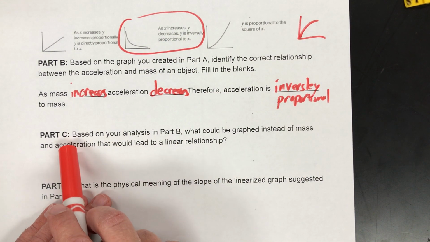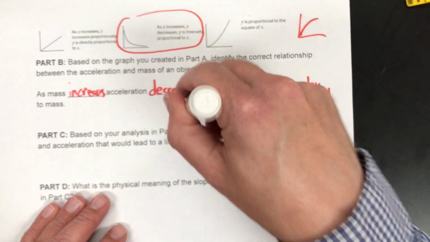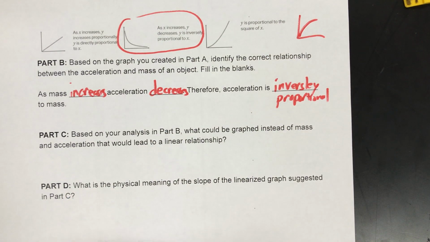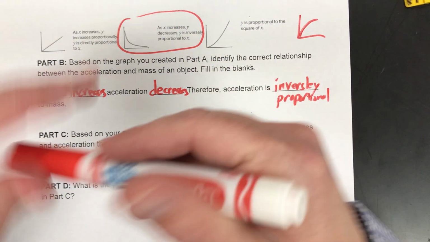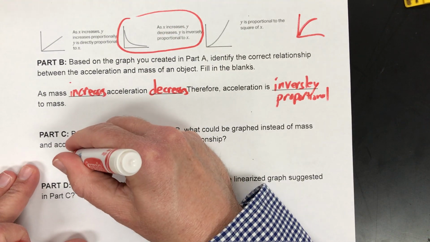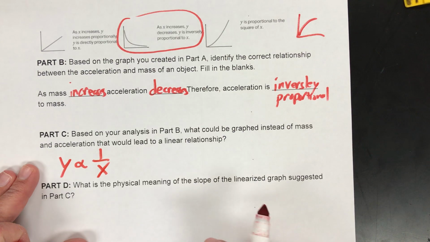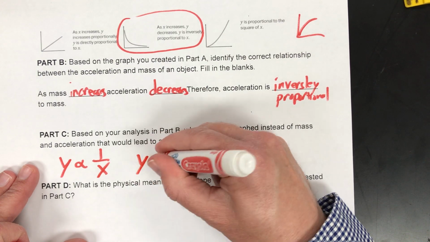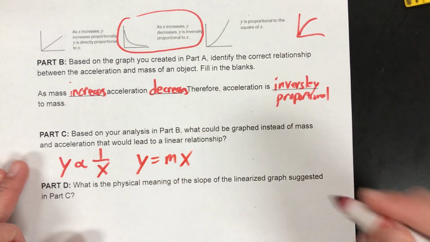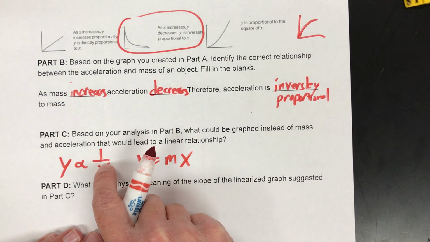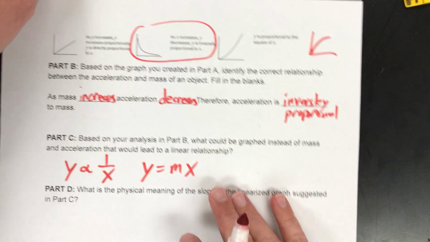So it says on part C, based on your analysis from part B, what could be graphed instead of mass and acceleration that would lead to a linear relationship? Well, if we come back to our line here, basically an inverse proportion looks like this. Y is proportional to 1 over x. We want it to look like a line. We want it to be y equals mx. So we have to change this so it fits in here.